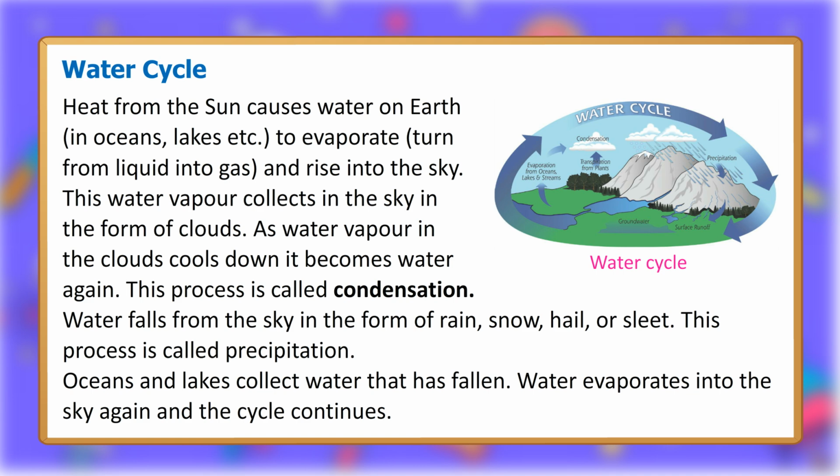Water cycle. Heat from the sun causes water on earth, in oceans, lakes etc. to evaporate, turn from liquid into gas, and rise into the sky. This water vapor collects in the sky in the form of clouds. As water vapor in the clouds cools down, it becomes water. This process is called condensation. Water falls from the sky in the form of rain, snow, hail, or sleet. This process is called precipitation. Oceans and lakes collect water that has fallen. Water evaporates into the sky again and the cycle continues.